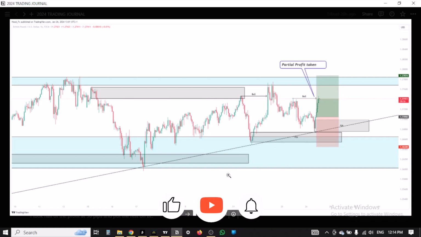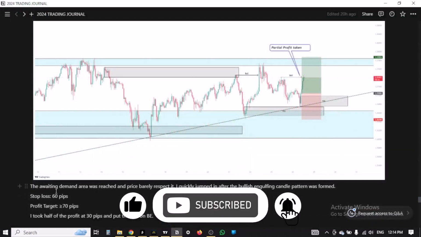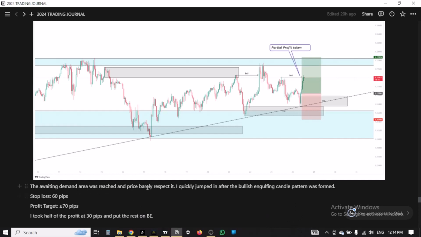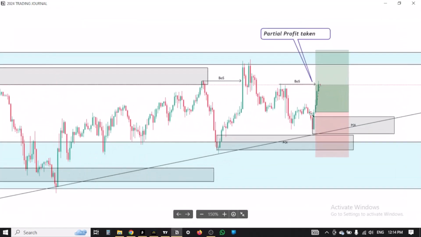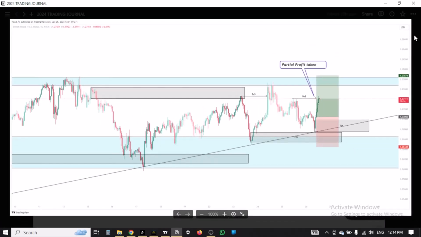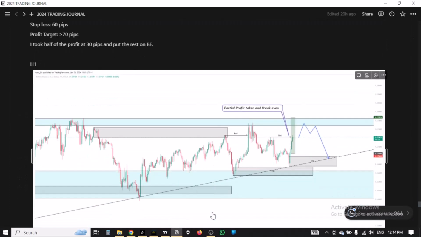You can see that was what I noticed, that engulfing candle. The awaiting demand area was reached and price barely respected it. I quickly jumped in after the bullish engulfing candle pattern was formed. This engulfing candle pattern here was what pulled me into this trade, and that was the way the trade went.